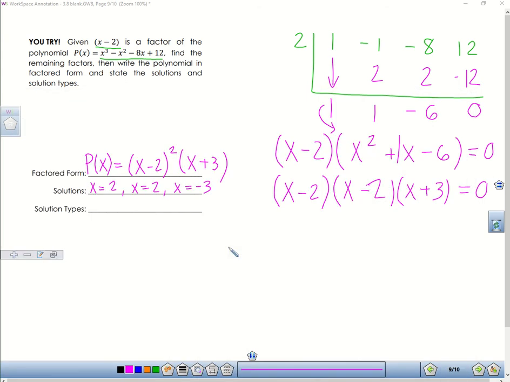Okay. Now we're going to determine what kind of solutions these are. Real, imaginary? All three are real, right? None are imaginary. None have an i in them.